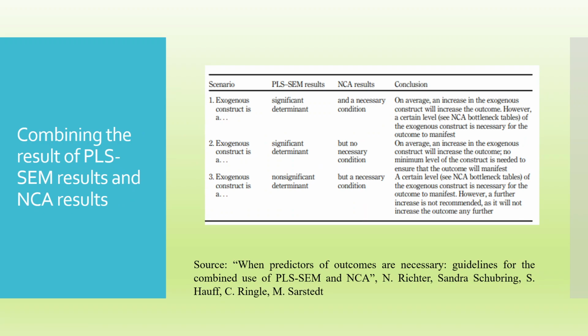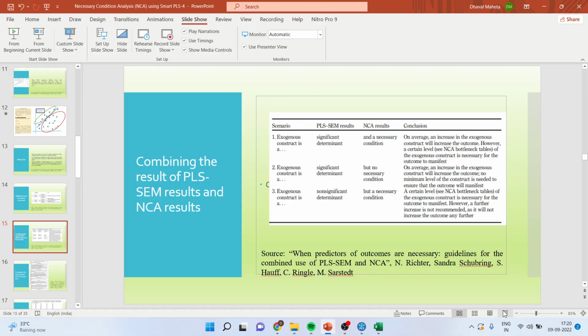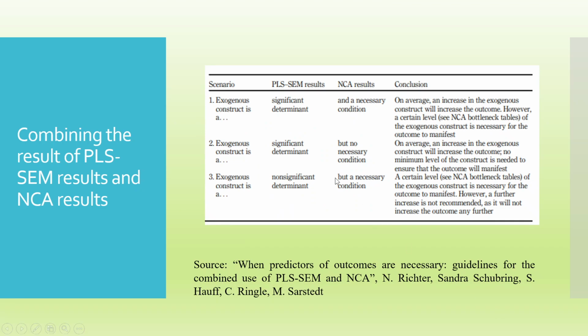Now, how to report the PLS-SEM results and NCA results in combination. If your PLS-SEM results are significant and the necessary condition analysis is also significant, what is the interpretation? Let us understand. You have got the admission, that is NCA, necessary condition analysis. You have got the admission in a PhD program. But how you will perform, that is based on PLS-SEM results. So, what is the conclusion? On average, an increase in the exogenous construct will increase the outcome. Very good variable. However, a certain level of the exogenous construct is necessary for the outcome to manifest. It means that you will have to refer to the bottleneck.